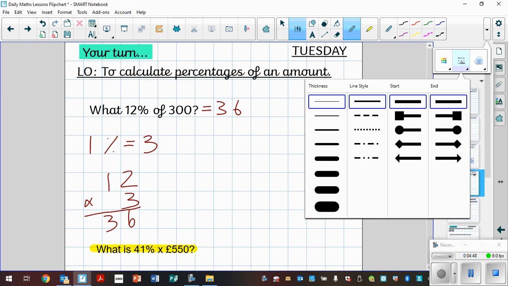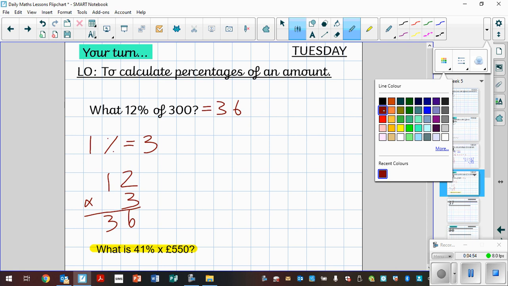Let's have a look at the other way that we could have done it. And I'm wondering if any of you did have a go at doing it this way. So what we did last time is we worked out what 10% of a number was. Well, we know how to work out 10% because we can divide 300 by 10. 300 divided by 10 would be 30. Now that gets us 10%.